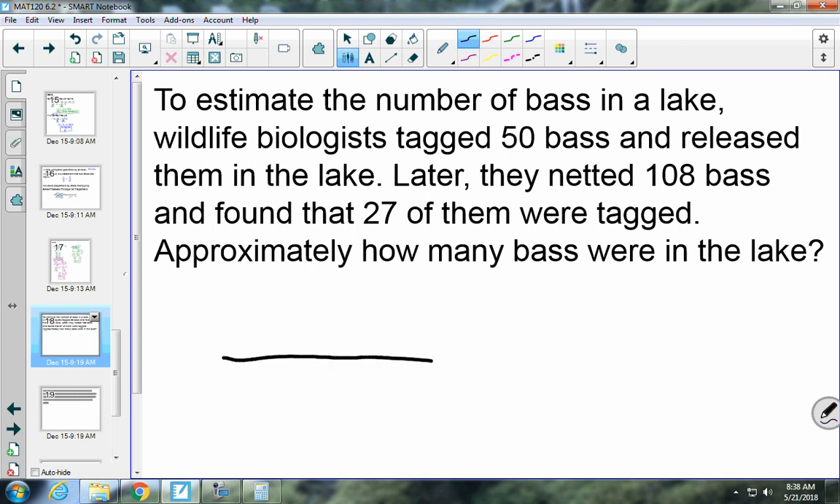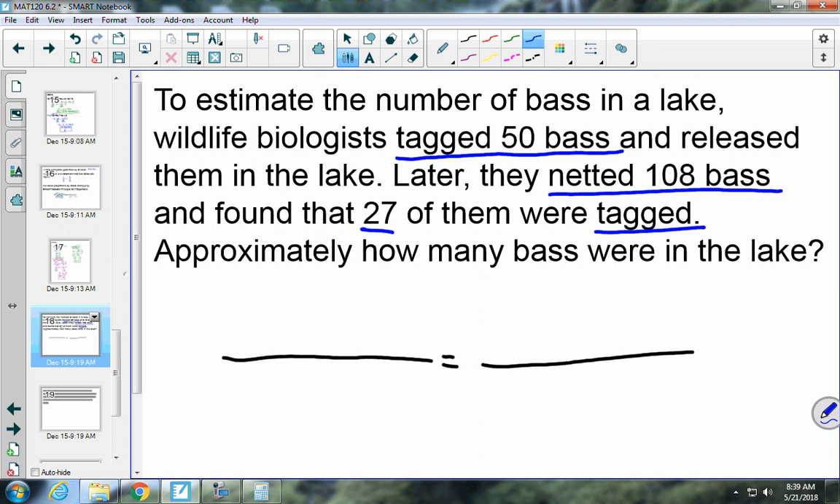So I'm going to set up a proportion. When we set up a proportion from a word problem, we need to make sure that we keep the units lined up. The good thing is the units are pretty similar here. They're all bass. So we need to figure out the difference between the bass. We have some tagged bass, some netted bass, and then we have tagged bass again.